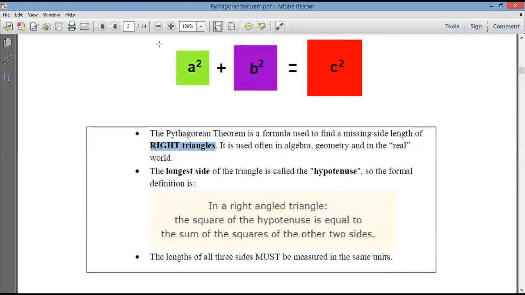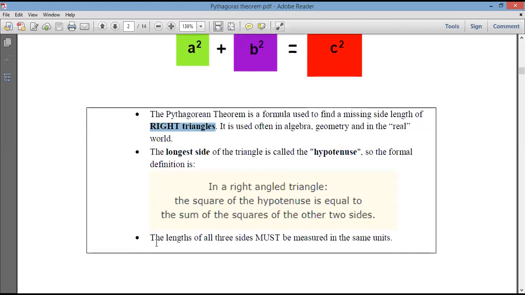The most important thing in this chapter is this formula: a square plus b square equals c square, where c is the hypotenuse length, the longest side of the right angle triangle. And one of the things that you must pay attention to is that the length of all three sides must be measured in the same unit.